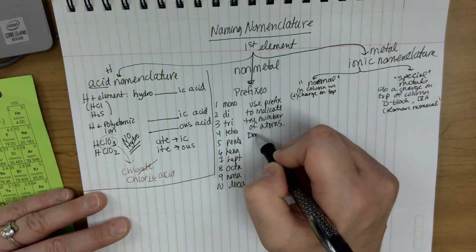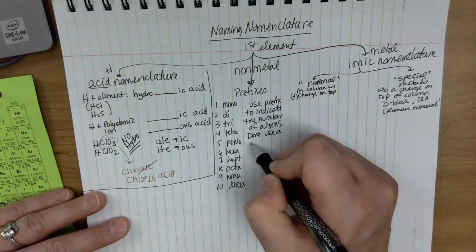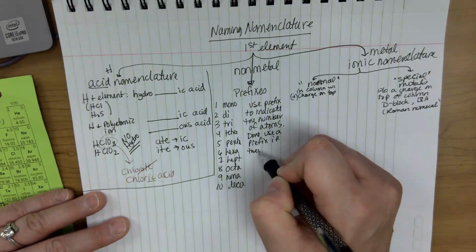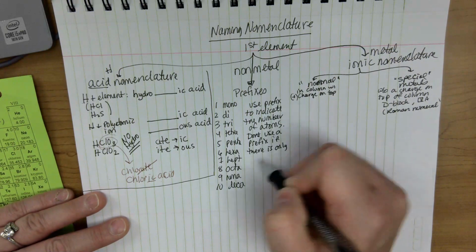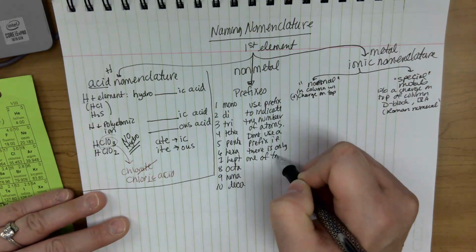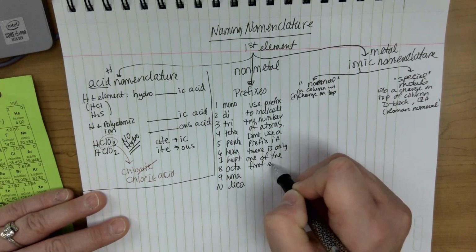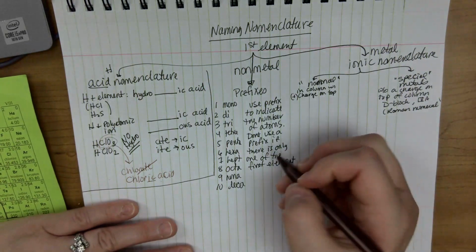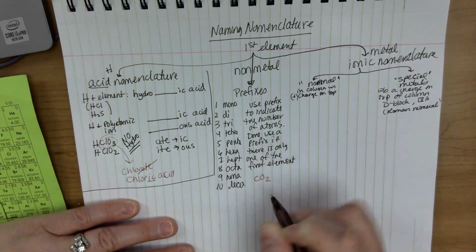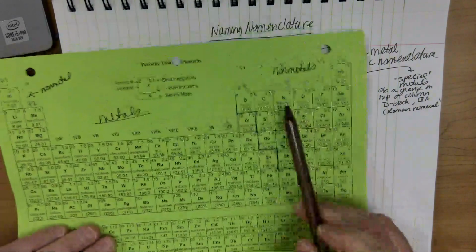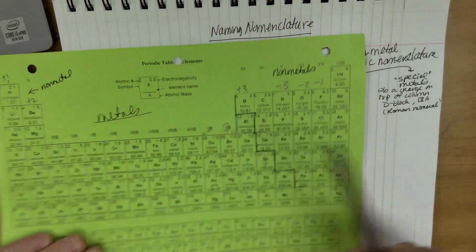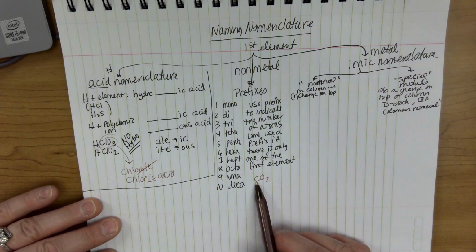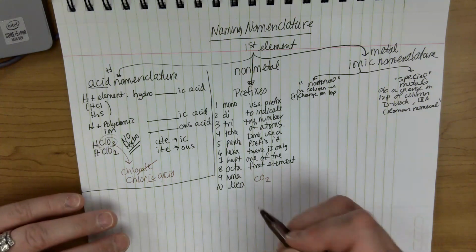But you don't use a prefix if there is only one of the first element. So what do I mean by that? Well, what about CO2? Carbon, I find it on the periodic table. I see that it's a nonmetal, so that means I'm going to use prefixes, but there's only one carbon, so I don't use a prefix here.